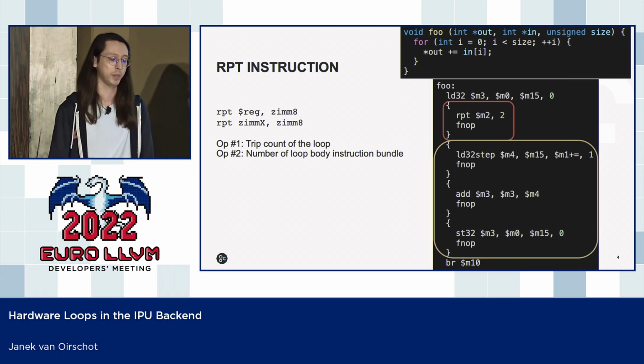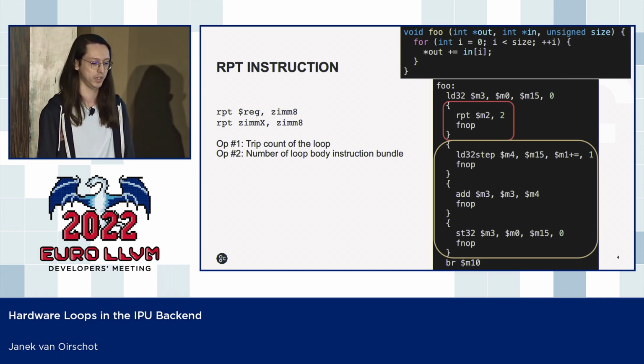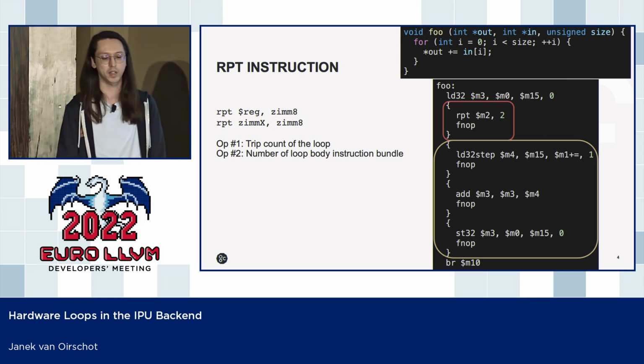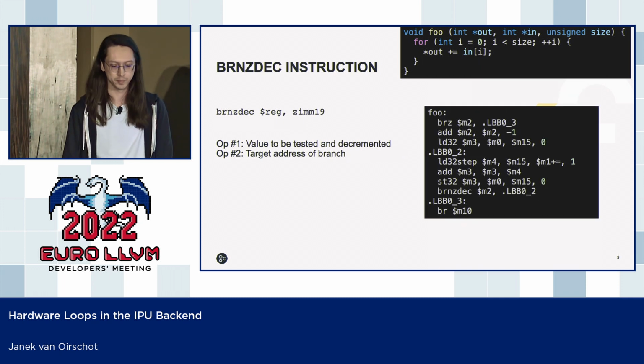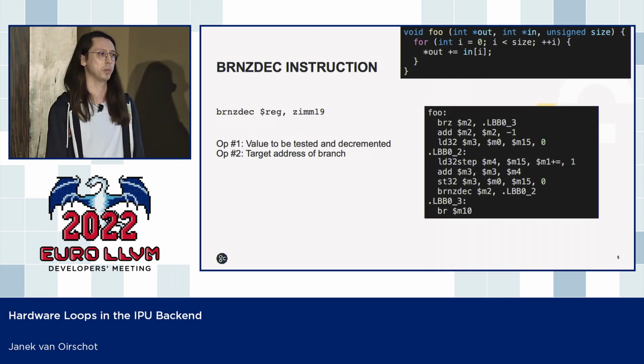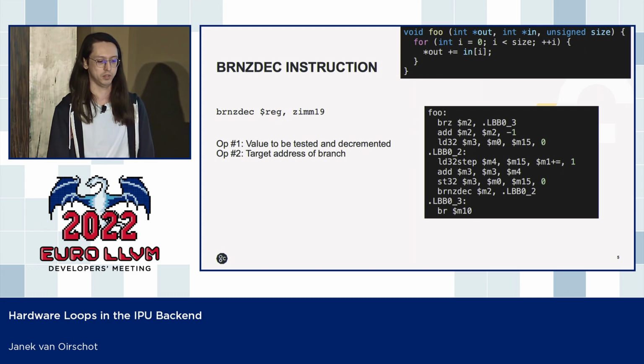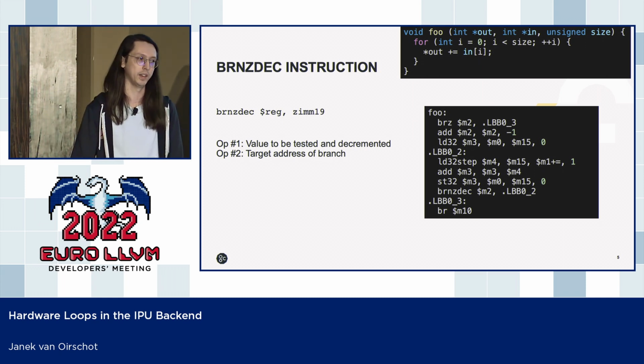It takes in a trip count and the number of bundles within the loop body. A quick example here where we see 3 bundles. I should add that the number of loop bundles in the operand is offset by 1, hence why we see 2 of them. Then we have the branch non-zero decrement, which is a bit more traditional of a branch instruction. It takes in a value to be tested and decremented, and a target address to branch towards.